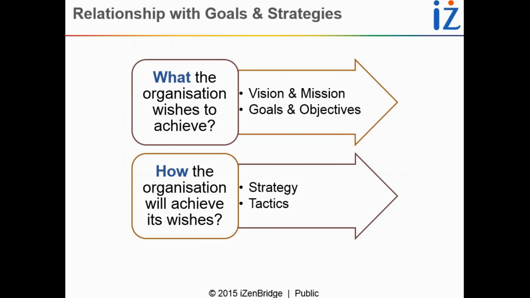What is the relationship between goals and strategies? Vision, mission, goals, objectives, strategies, and tactics. These are fundamental statements which define any organization. Vision, mission, goals, and objectives define what the organization wishes to achieve, and this wish is achieved by the action plan. Strategies and tactics represent how the organization will achieve its wishes.